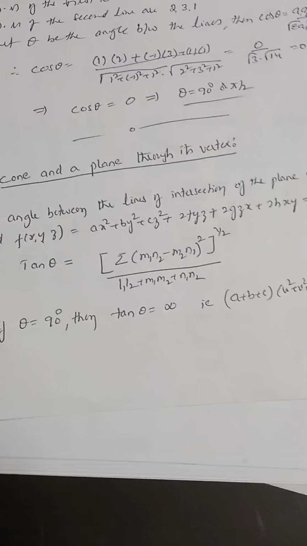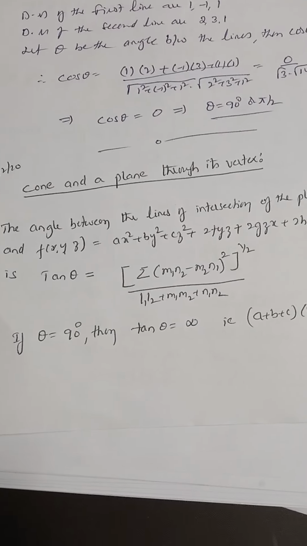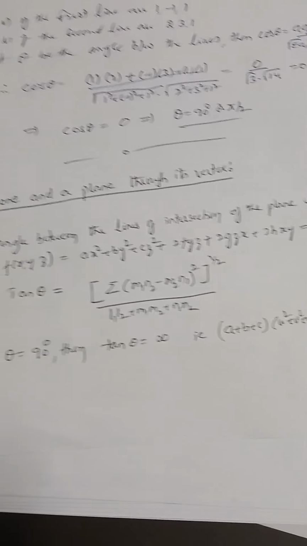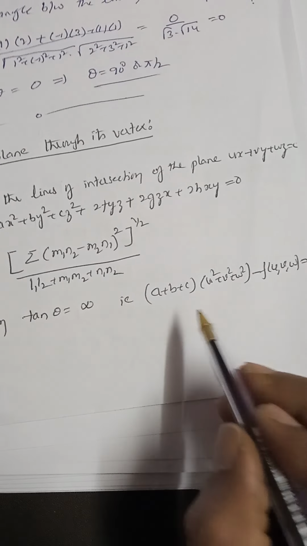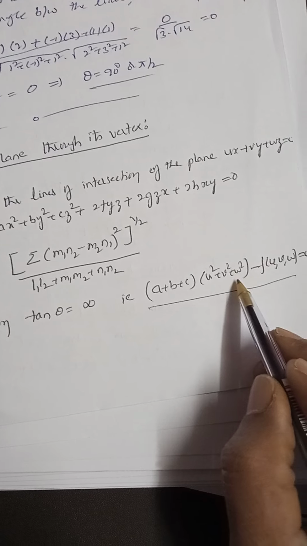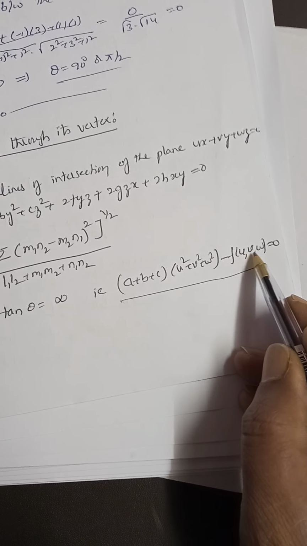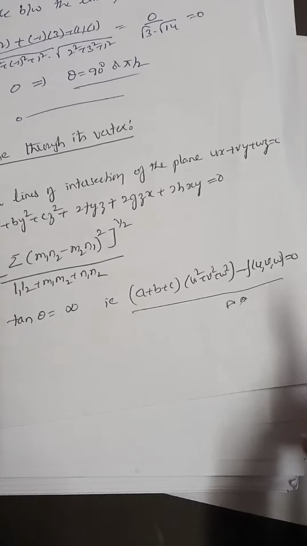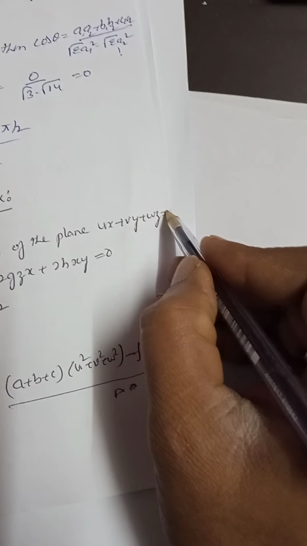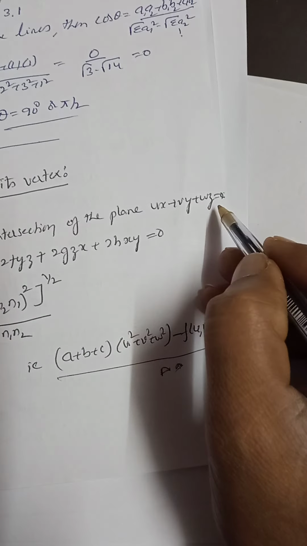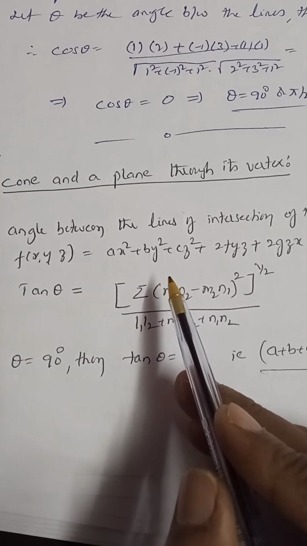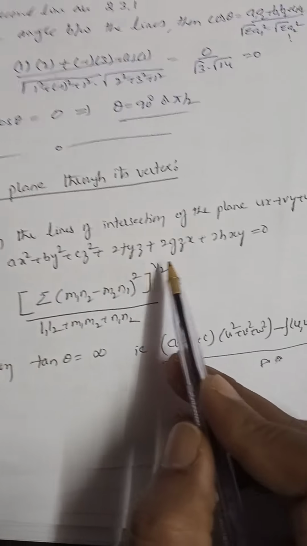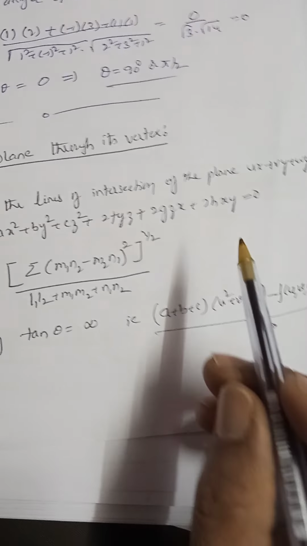All right. Next, if theta is equal to 90 degrees, that means the angle between the plane and a cone is equal to 90 degrees, then tan theta becomes infinity. That is, you will get the relation (a plus b plus c) into (u square plus v square plus w square) minus f of (u, v, w). This is an important one. Here the plane we are denoting by ux plus vy plus wz is equal to 0, and the cone we are denoting by f of x, y, z is equal to ax square plus by square plus cz square plus 2fyz plus 2gzx plus 2hxy is equal to 0. These are the formulas you have to remember.